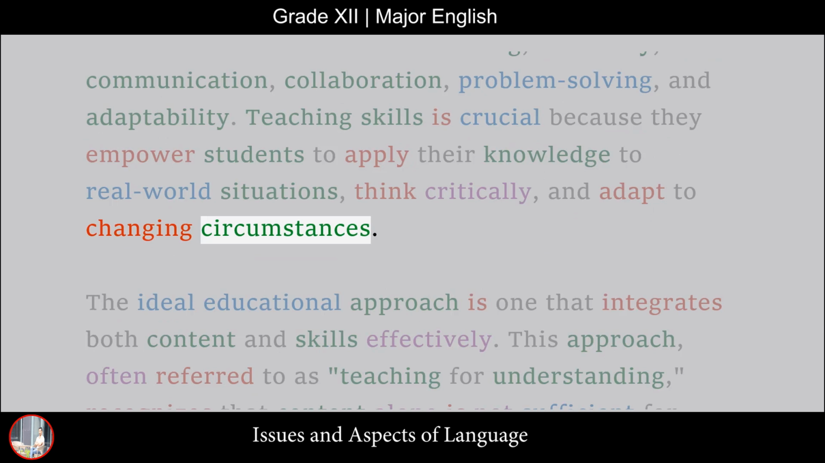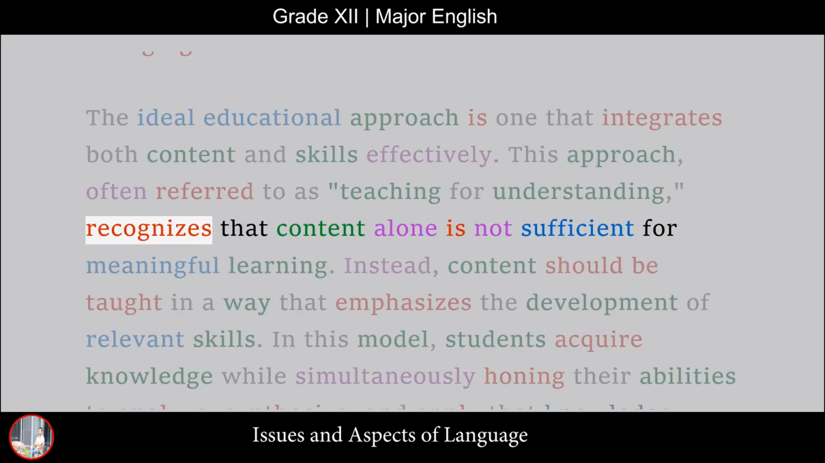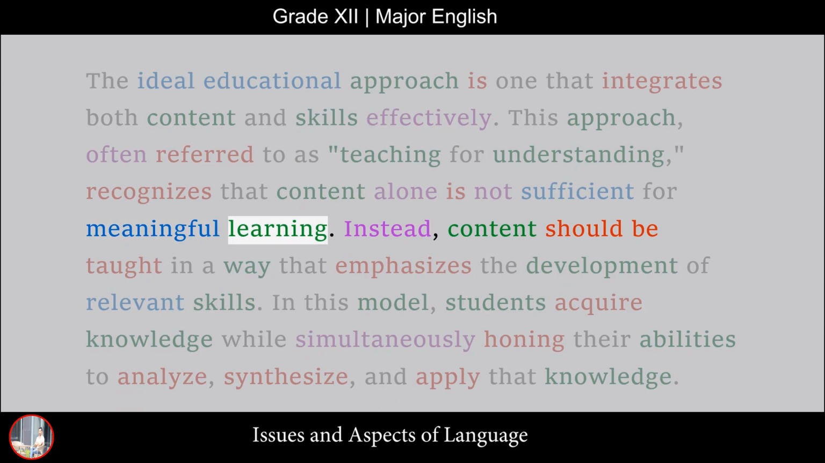changing circumstances. The ideal educational approach is one that integrates both content and skills effectively. This approach, often referred to as teaching for understanding, recognizes that content alone is not sufficient for meaningful learning. Instead, content should be taught in a way that emphasizes the development of relevant skills. In this model, students acquire knowledge while simultaneously honing their abilities to analyze, synthesize, and apply that knowledge.